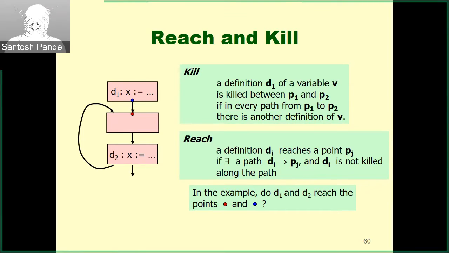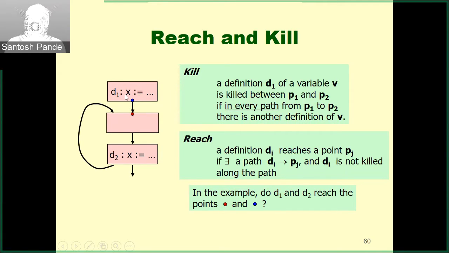Now, let's consider the red dot and see what happens there. As far as the red dot is concerned, again, we apply the same conditions. Is there a path? First, if there is no path, there is no way it can reach. If there is a path, however, we must not only find a path, but a path along which it is not killed. And then we can proclaim that the definition reaches.